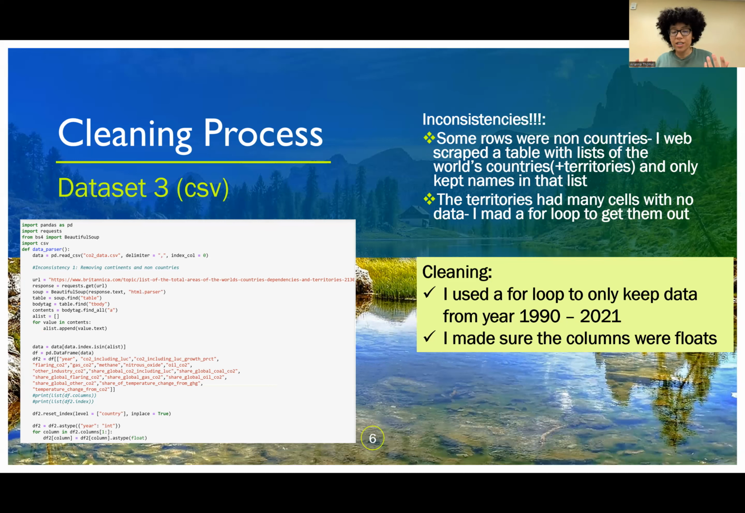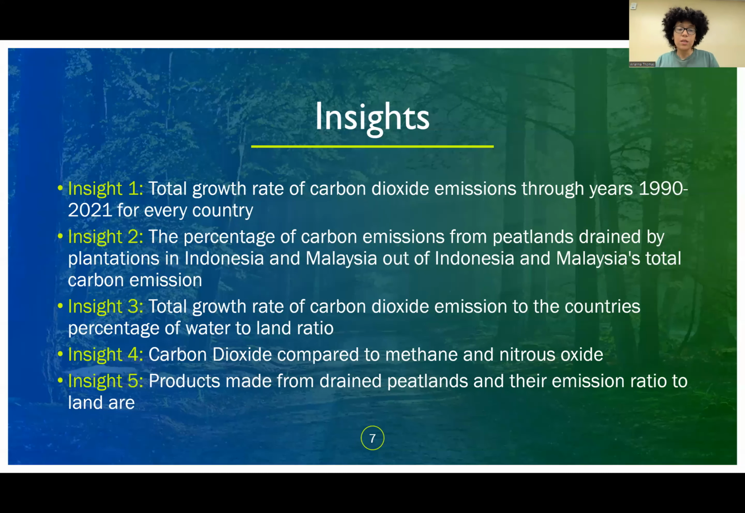However, some of the territories didn't have a lot of data in them, so I did have to for-loop them out. And then, like I said, for the years, for cleaning I just made it 1990 to 2021. That's honestly where most of the data was too. Of course, they didn't have too much data really back then to collect, so most of it was empty anyway. And then I made sure the columns were floats. It was just an issue one time when I was coding, and so I just made sure to get rid of that, just to be extra safe if I had to deal with that with any more columns along the way.